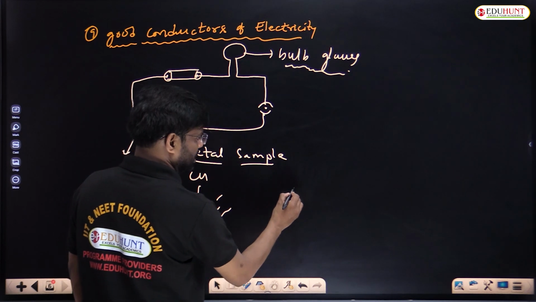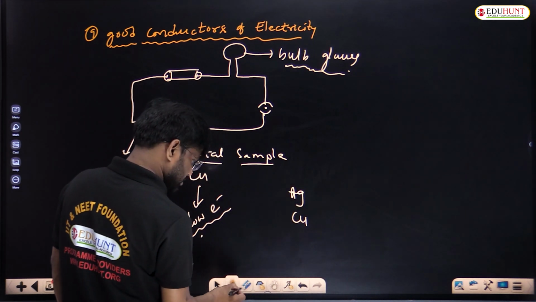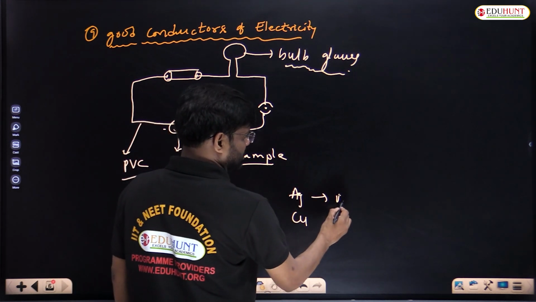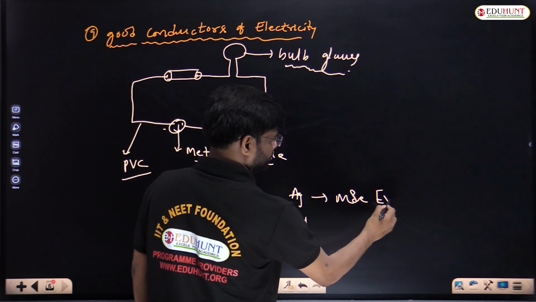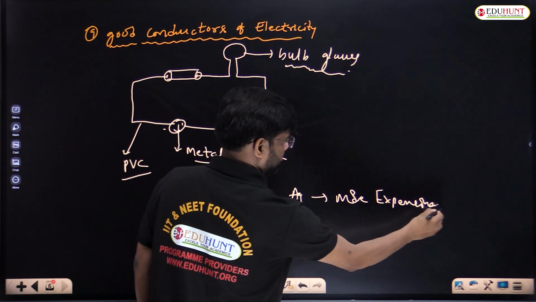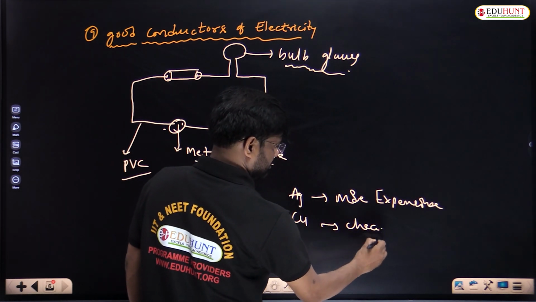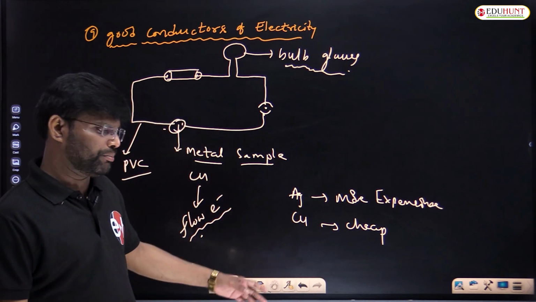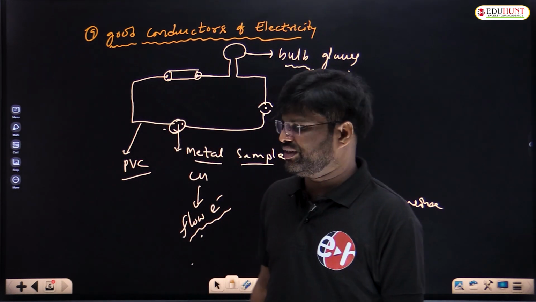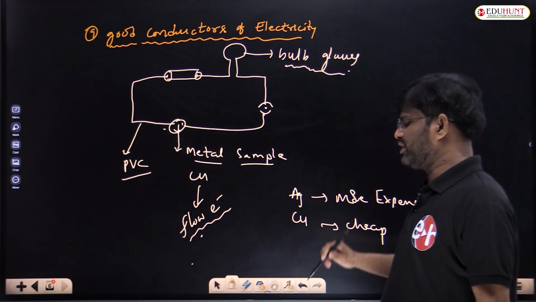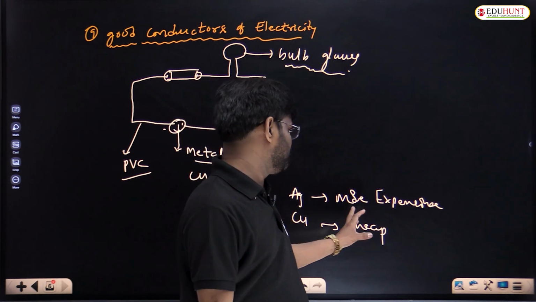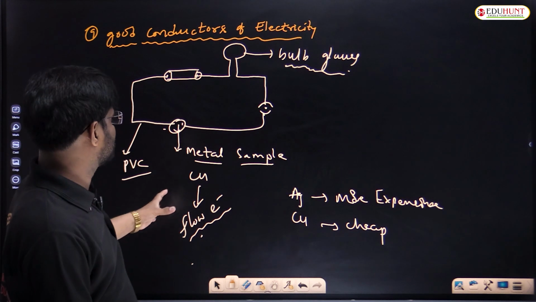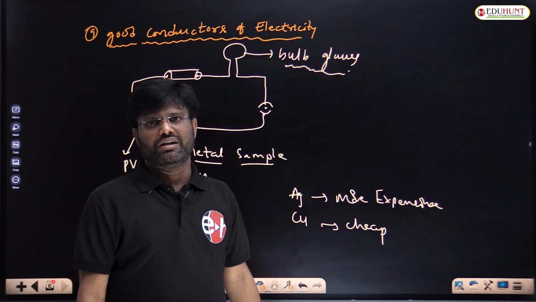Examples: silver and copper, these two are good conductors of electricity. Silver is more expensive. Copper is a cheap metal, so that's why copper is used for electrical wire. We use aluminum wire or copper wire, but silver is the best conductor of electricity, though it is more expensive. Mostly we are using copper and aluminum. So this is about good conductors of electricity.